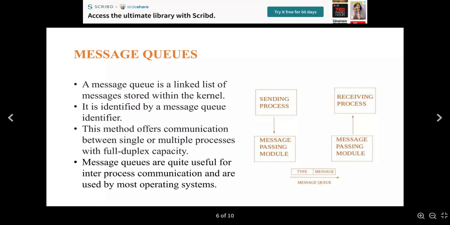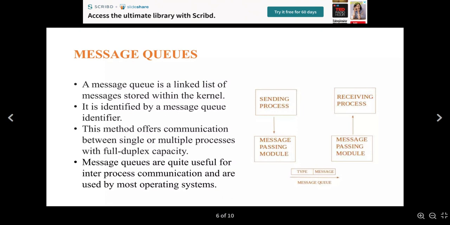Some of the functions are msgget(). This message get function is used to create a new message queue. For processes communicating with each other, there may be so many messages or so much data to share that one queue may not be sufficient. So by using this msgget command, we create one more message queue for the exchange of messages. Next, new messages are added at the end of the queue by message send.